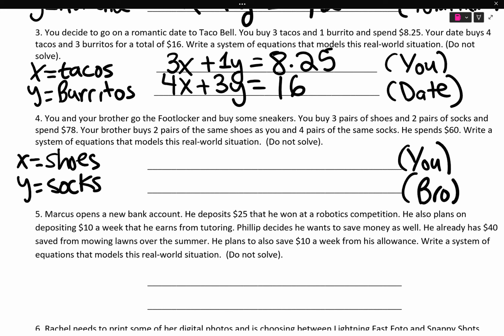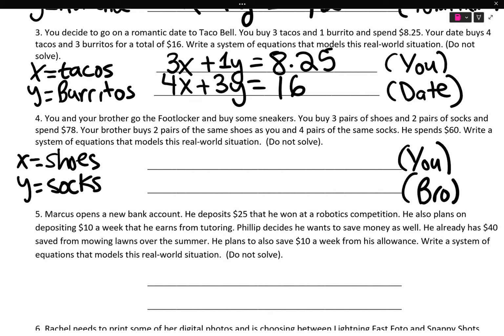This is a perfect example of why I like using X and Y, and that's because, well, what are we going to do with shoes and socks? They're both S's. You'd have to come up with something else, and I don't like it. But it really doesn't matter. As long as you're using 2 different letters to represent 2 different things, you can use literally any letter you feel like. You just have to define it for me.